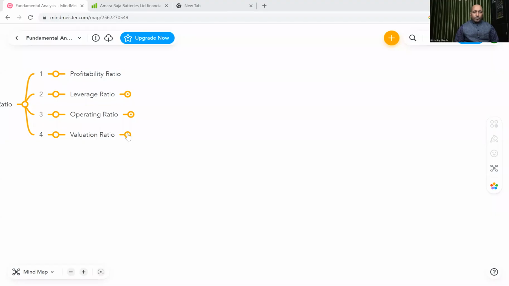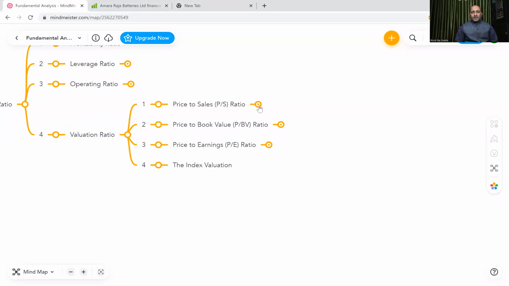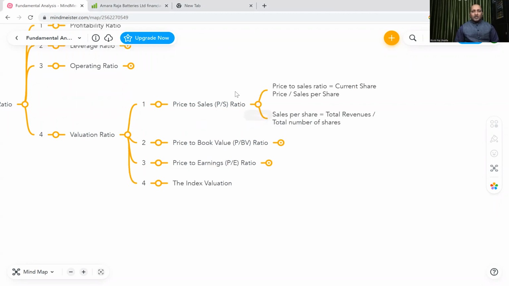So we'll see three parameters here. First one is price to sales, second is price to book value, and third is price to earnings. In all three, we will analyze price with respect to sales, with respect to book value, and with respect to its earnings. So first one, we'll see price to sales ratio.